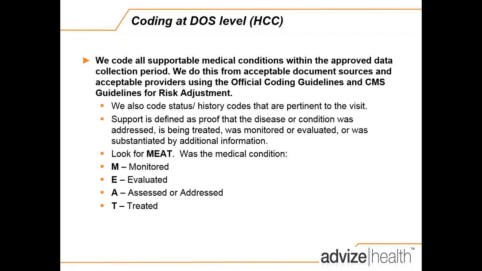Okay, we also code status and history codes from the pertinent visit. Again, you always have history of codes, and we'll get into that further along. Prior medical history, any type of history, family history. Some of that we can take information from. It's not really to say that you can take a diagnosis code from it, but you can use that to help you validate a diagnosis code. Support is defined as proof the disease or condition was addressed. Is it being treated? Was it monitored or evaluated? Or was it substantiated by additional information?